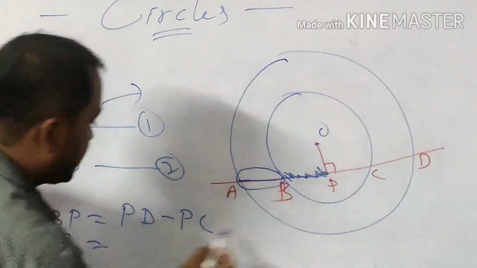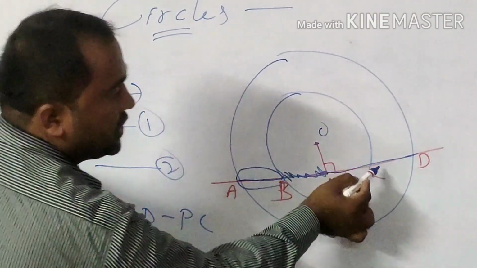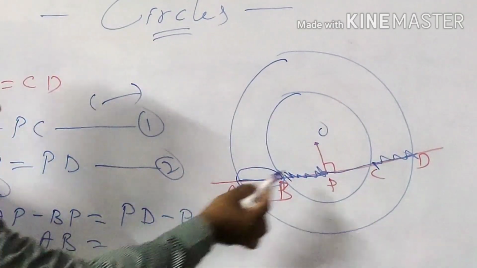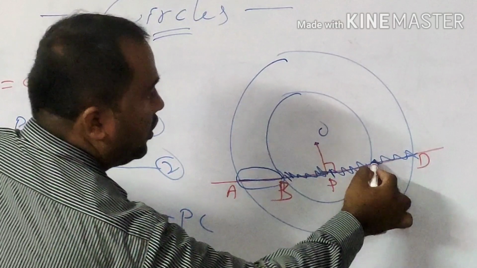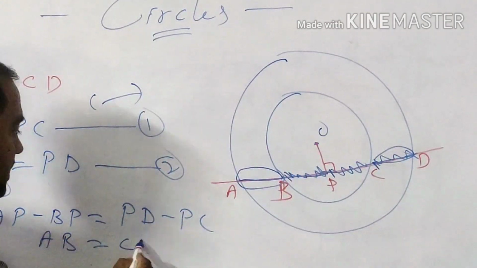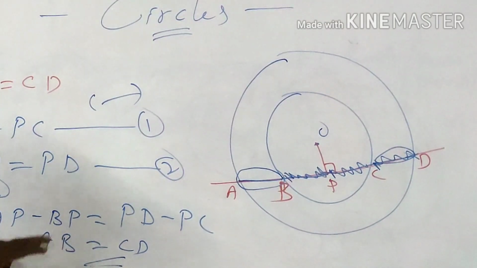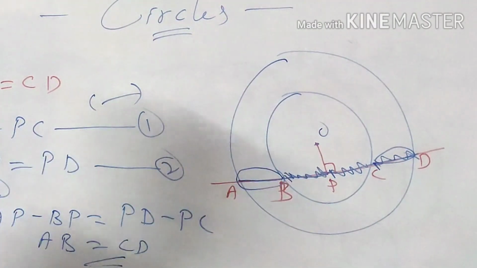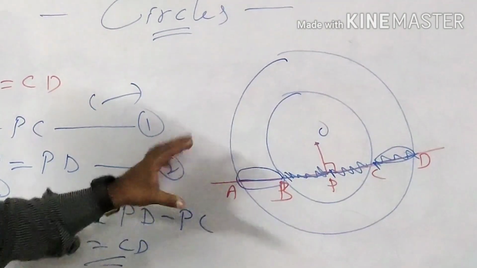Likewise the other side, PD is the complete one, from that PC is removed, subtracted, minus, then PC is removed, so CD is the remaining one. This is the important question for competitive exam. For two concentric circles, AB and CD are equal. This will be there, but the concept remains same.